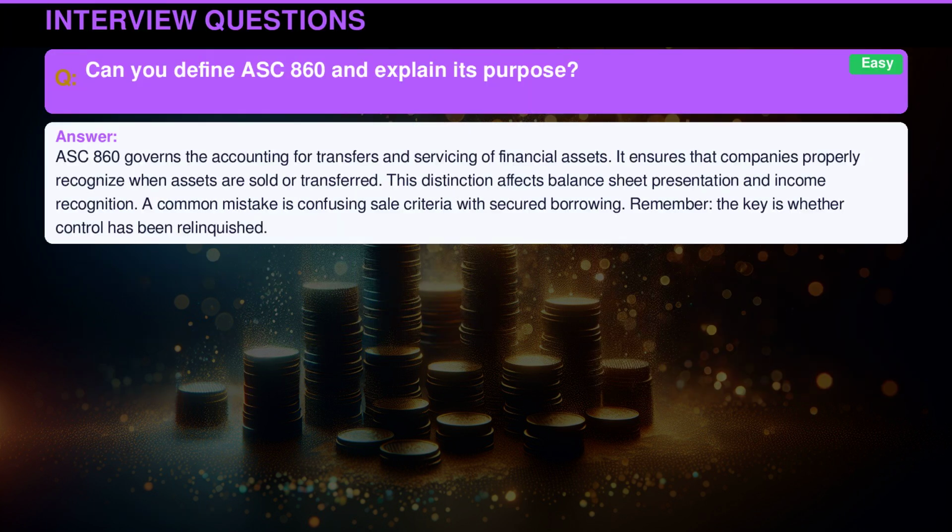ASC 860 governs the accounting for transfers and servicing of financial assets. It ensures that companies properly recognize when assets are sold or transferred. This distinction affects balance sheet presentation and income recognition. A common mistake is confusing sale criteria with secured borrowing. Remember, the key is whether control has been relinquished.